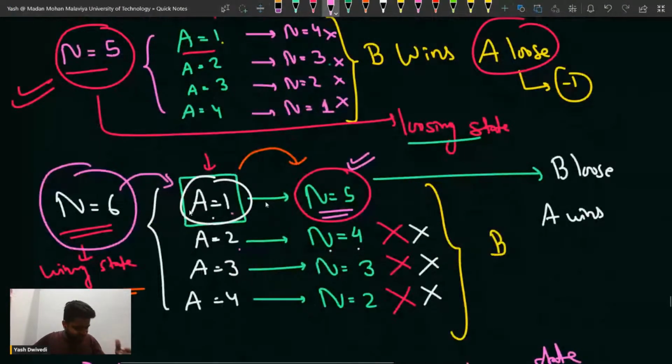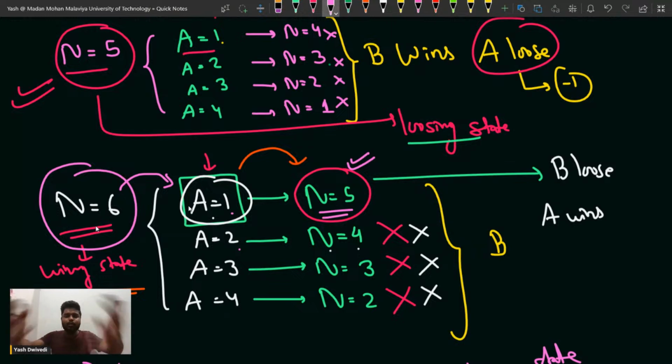So if you can see, for n equal to 6, A will get the first chance. So A will never try to lose. Why? If you are getting the first chance, why will you give anything to the other player so that the other player is going to win? Why are you going to give anything to your enemy so that your enemy is going to win?